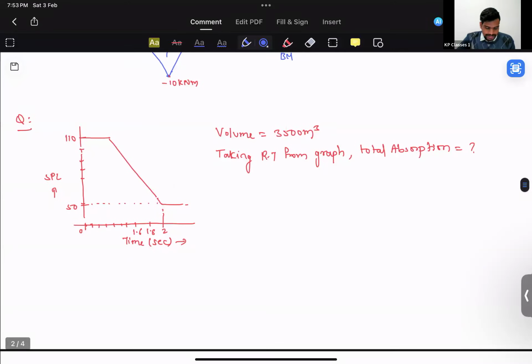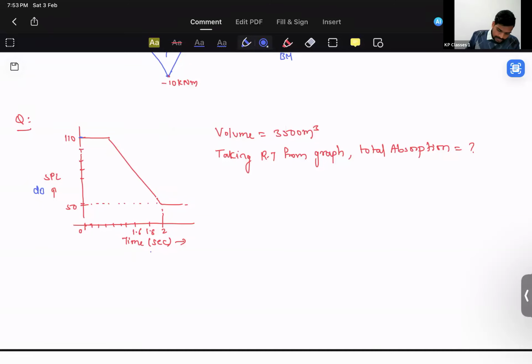This is based on acoustics. They have given a graph for the decibel value on the y-axis and the time in seconds on the x-axis, with a maximum of 110 and the bottommost point at 50 decibel. They are asking us the total absorption of the room. To calculate total absorption, we'll be using this equation: reverberation time is equal to 0.16 into V by A. A is being asked, and V is directly given in the question as 3500. Instead of directly giving the reverberation time, they have given the graph, and you should know the definition of reverberation time.